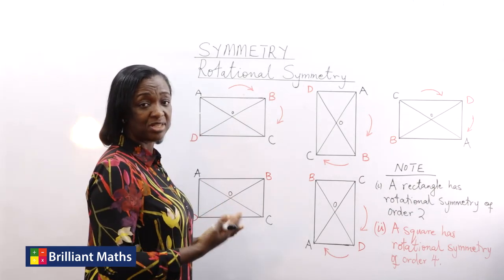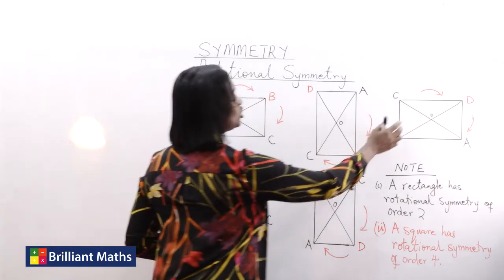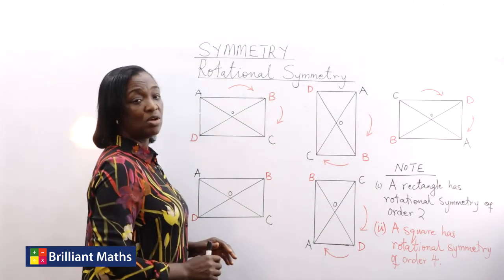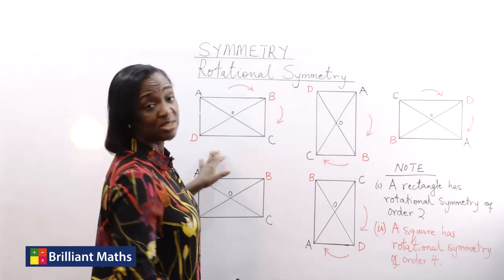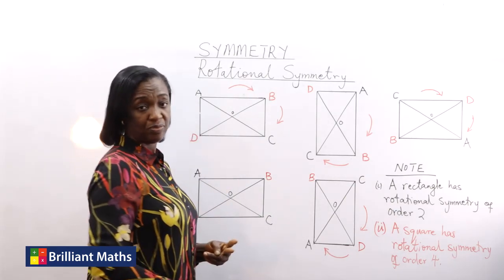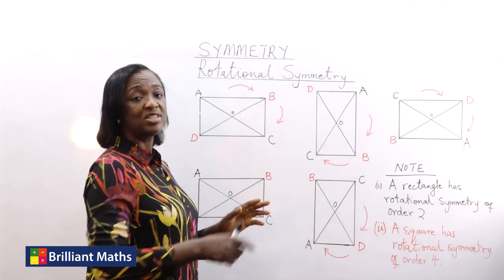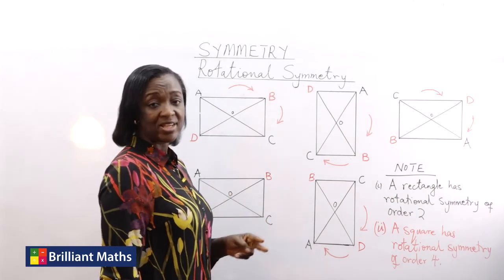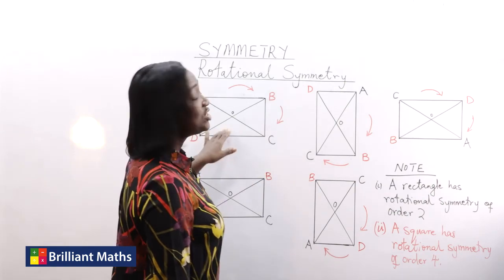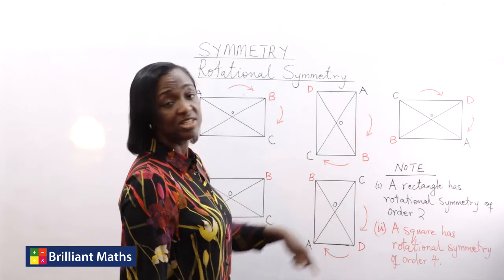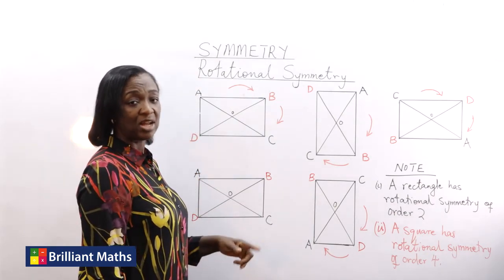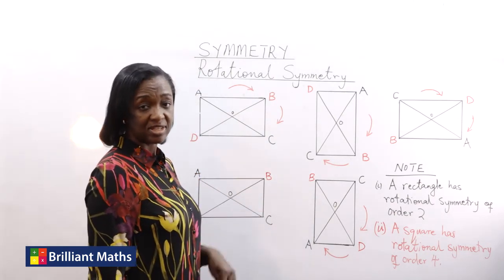So how many times did it look exactly like the original shape? It is twice. 1, 2. So a rectangle has rotational symmetry of order 2. As you turn it around 360, it looks twice exactly like the original shape. The first time is after a 180 degrees turn, and then the second time is after 360.